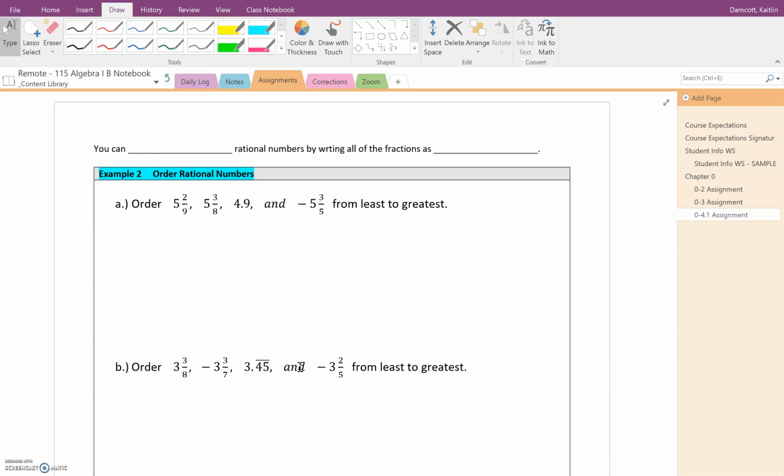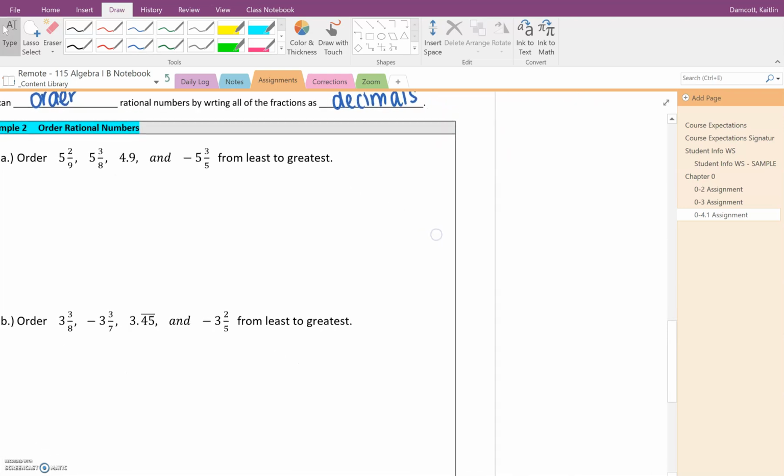The only difference is now, instead of having all numbers, like real numbers, including rational and irrational, now we're just focusing on rational numbers. So you can order rational numbers by writing all of the fractions as decimals. So again, this is a process that we are familiar with, like we have done this before. So the first thing that we are going to do, we are going to write the fractions as decimals.